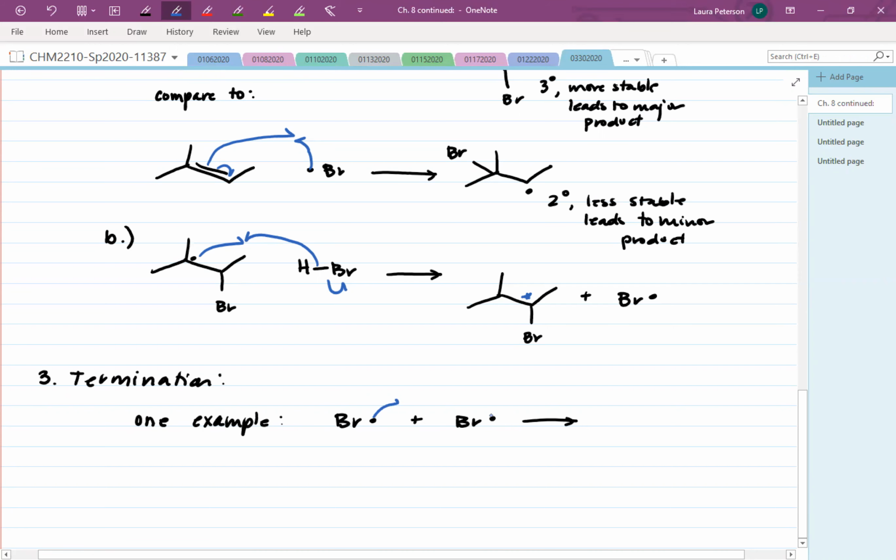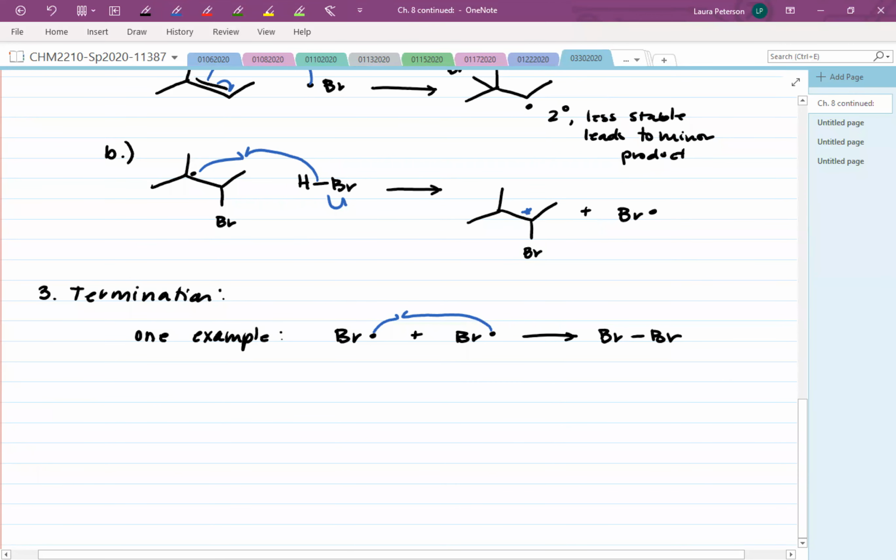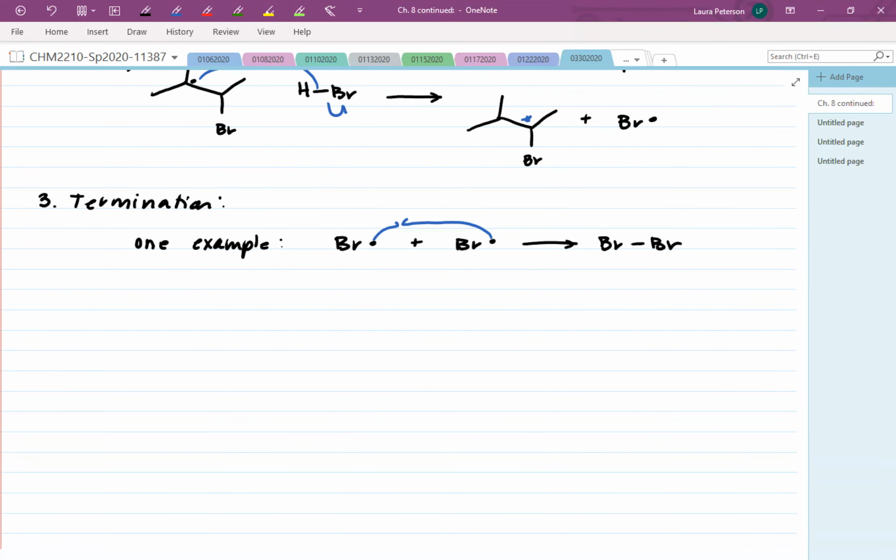Remember, in the termination steps, we're basically destroying any leftover radicals from the reaction. Okay, so there's the one example, but again, you could choose any two radicals that you formed up above in your initiation or propagation steps and bring those together in termination. Okay, so now we've seen the mechanism, we've accounted for the regioselectivity, which is anti-Markovnikov. So I just want to look at one or two examples to highlight the stereochem and just remind ourselves of the issues we talked about in the reaction.